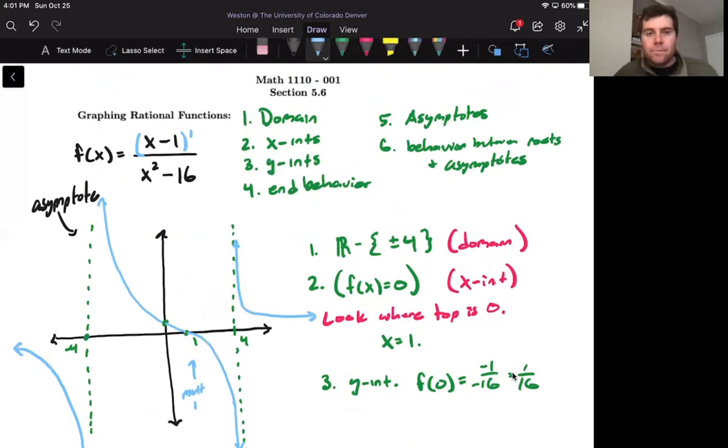All right, so we're going to stop here for this video. In our next video, we're going to talk about why asymptotes push the function up and down towards plus or minus infinity.